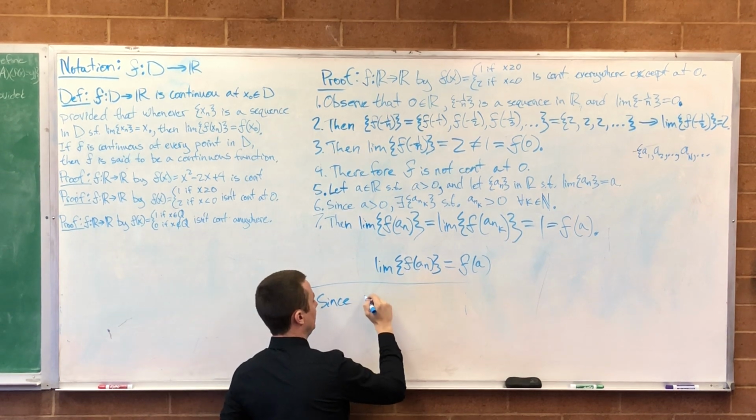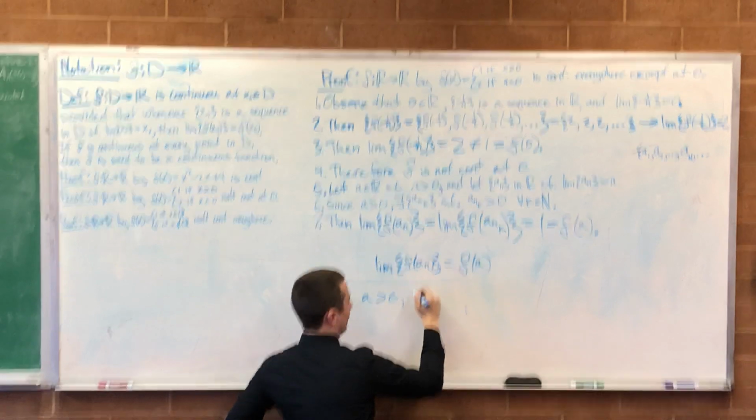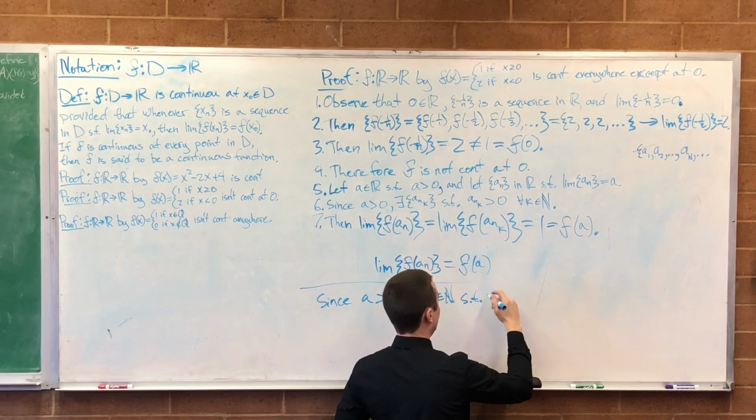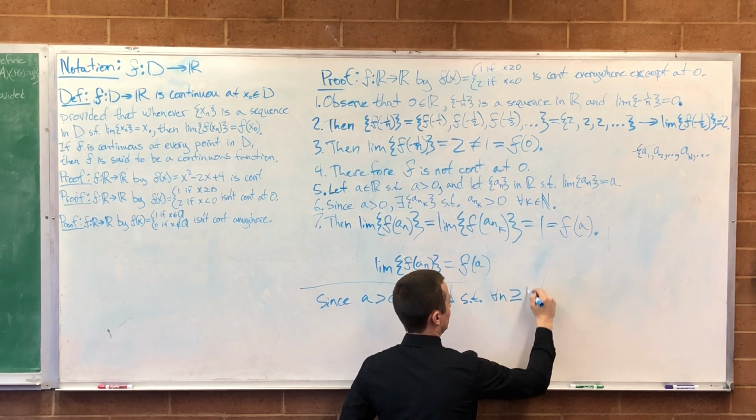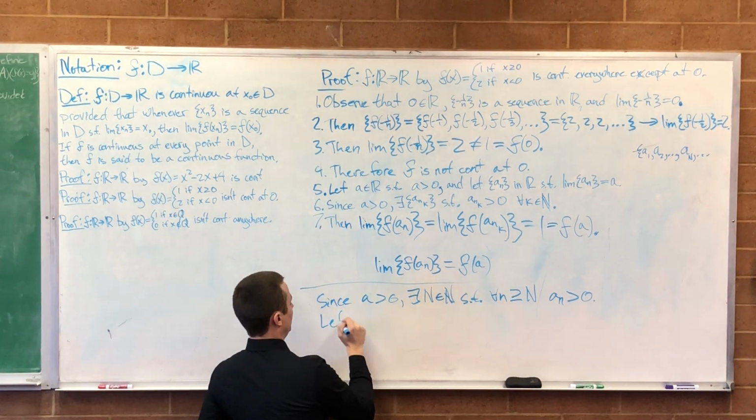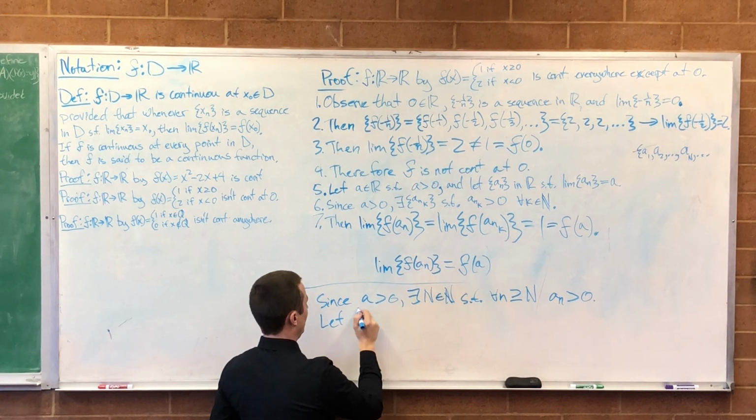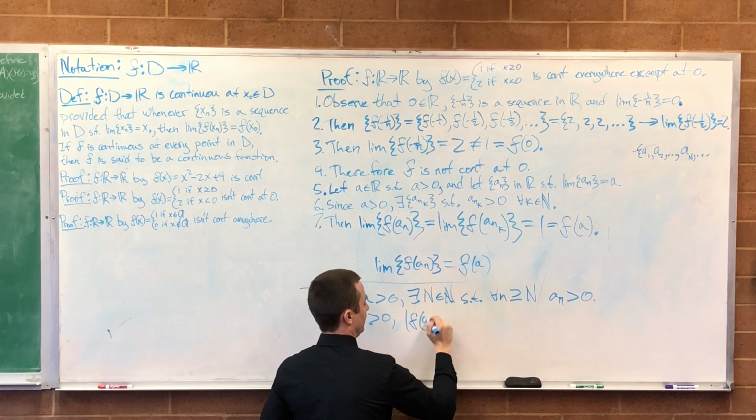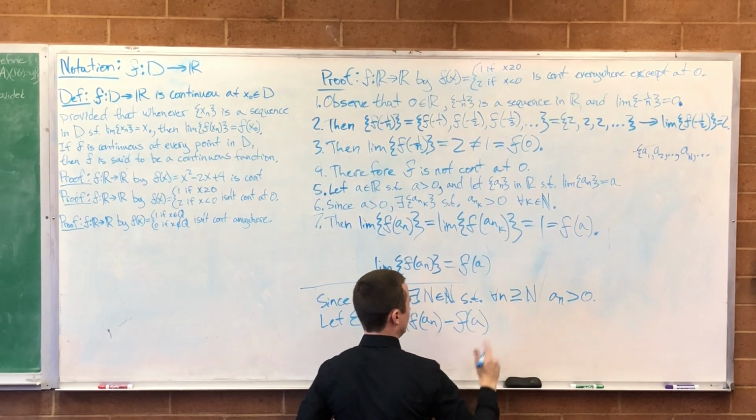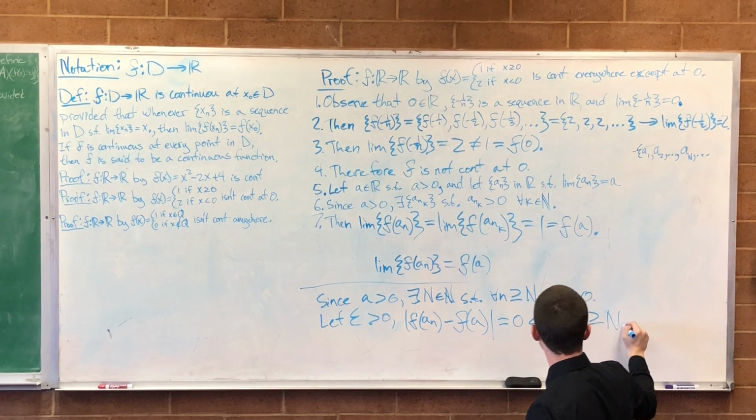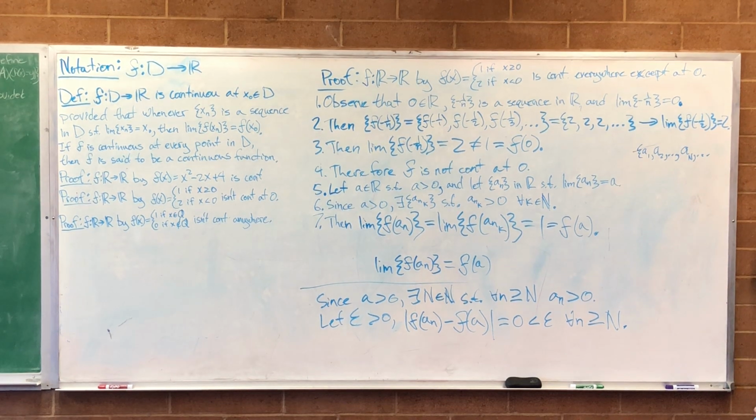since a is greater than 0, the exact same thinking we were saying up here, then there exists some index n in N such that, letting epsilon be any number you want, let epsilon greater than 0, then the absolute value of f of a n minus f of a is equal to 0, which is less than epsilon for all n greater than or equal to n, right? So that's the way I prove it directly.